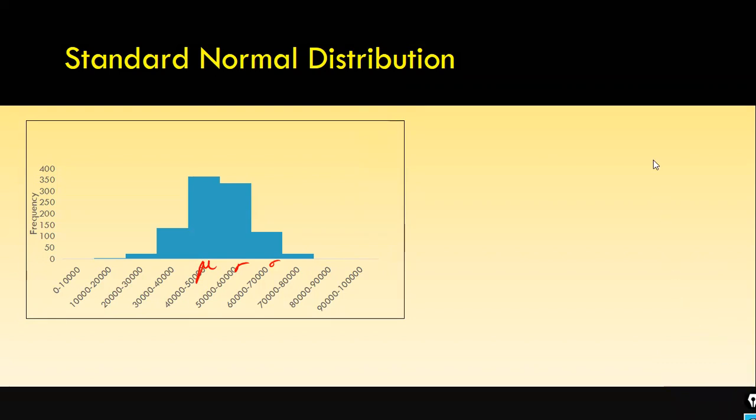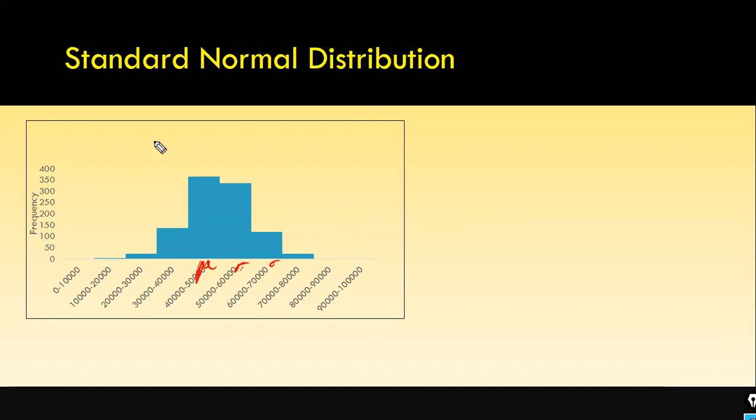This is your mean. The mean is in the middle, and this is your one sigma, two sigma, and so on. So in the case of normal distribution, you can have any mean and standard deviation. This allows us to shift and scale to fit different data sets.